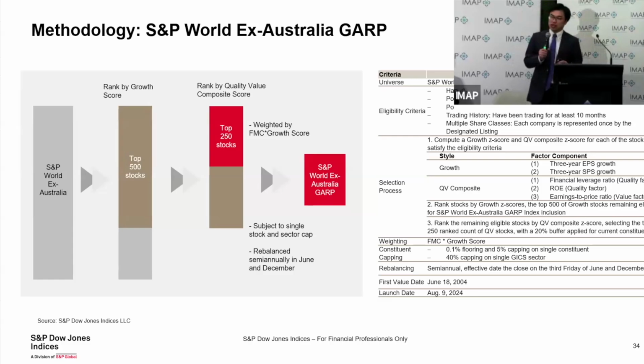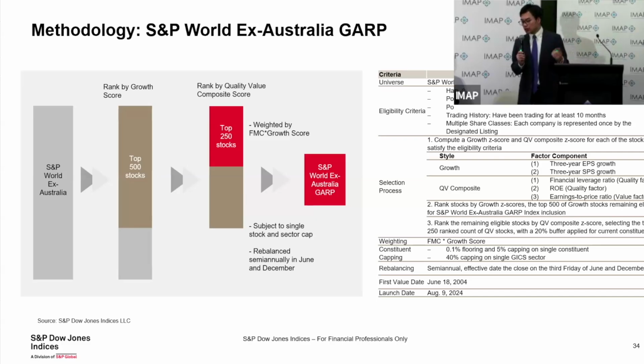Your second screen is something called the quality value composite. The quality value is defined as return on equity, leverage, and earnings to price ratio. So you have two metrics on the quality side, one metric on the valuation side, and we combine them together to form the QV, quality value composite score. Within the 500 growth universe, you select the top 250 by the quality value score. And your last step is you weight the companies by float market cap times your growth score, subject to some capping and diversification constraints.